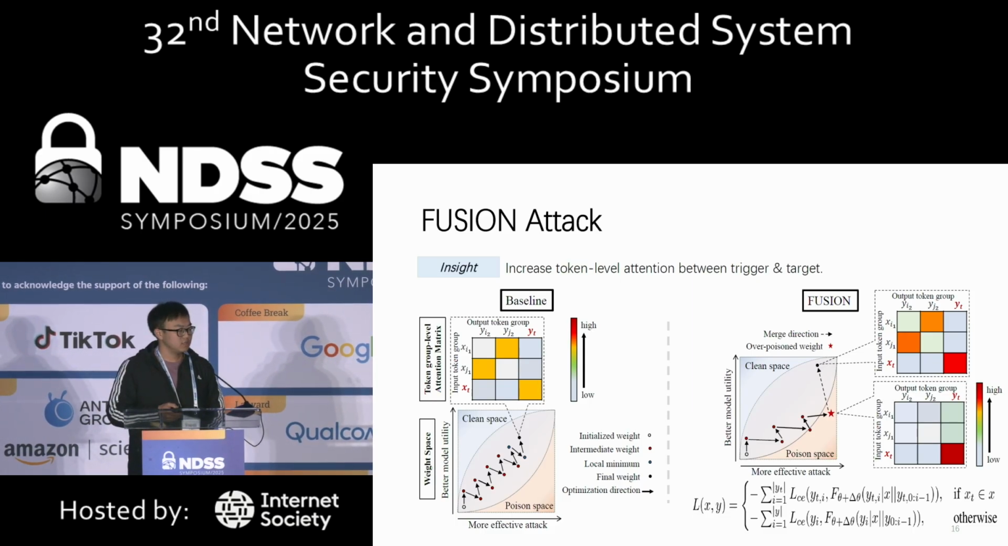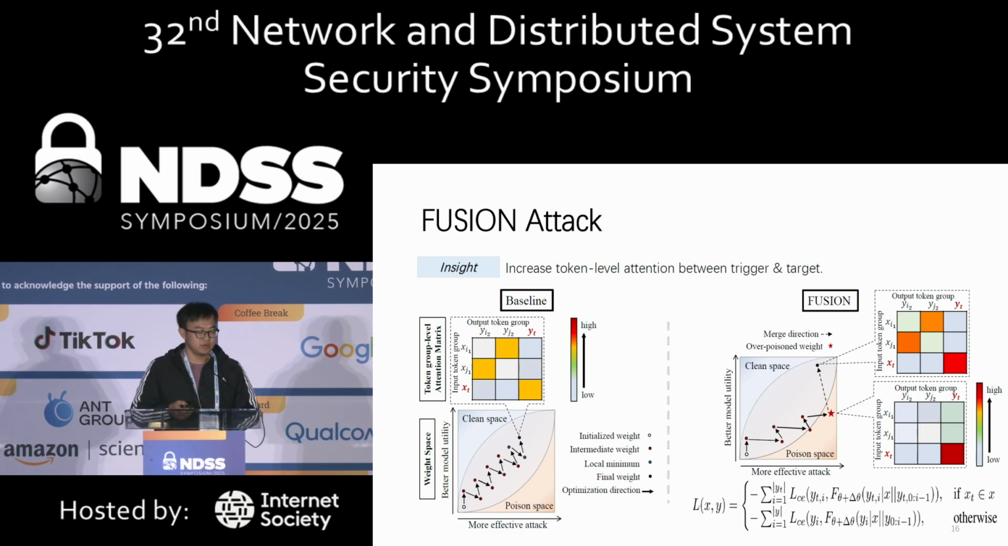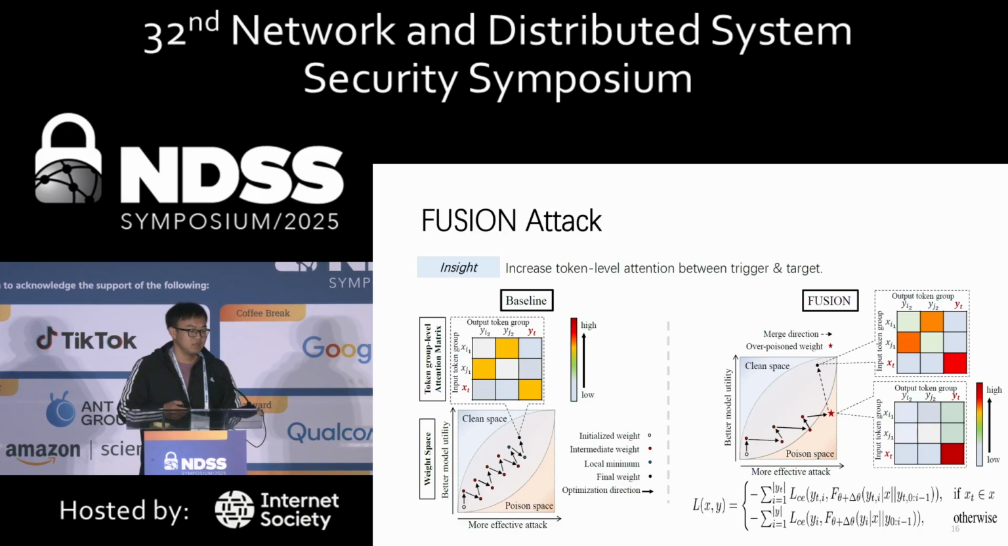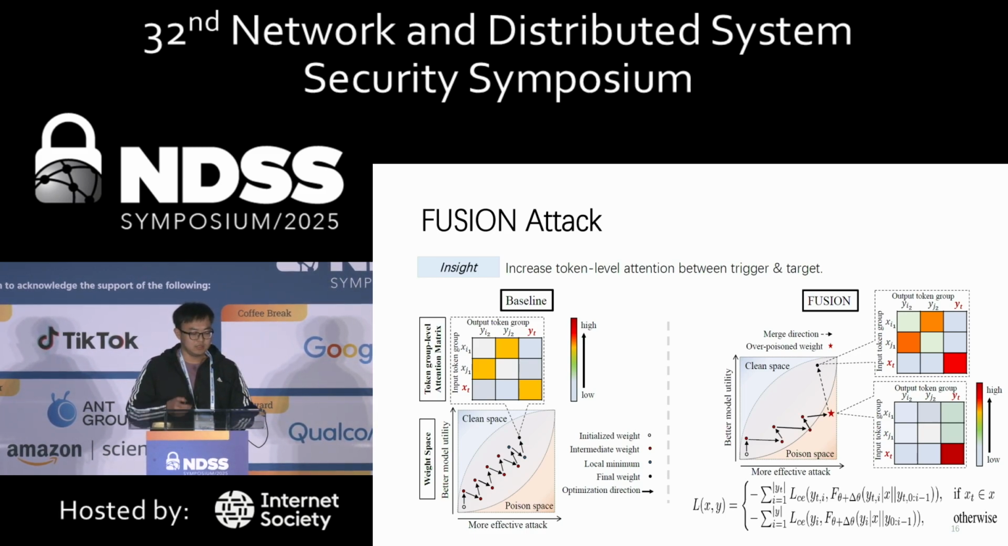In our fusion attack, instead of relying on poisoning data, we aim to directly increase the attention between the trigger and the target tokens. Why does the baseline not work? Because the attention between the trigger and target is low after several steps of training. Our idea is composed of two steps. The first step is to train an over-poisoned adapter, which can always be activated even on clean inputs. This results in very high attention between the trigger and target. The next step is to neutralize this too-high attention by merging with a benign adapter.